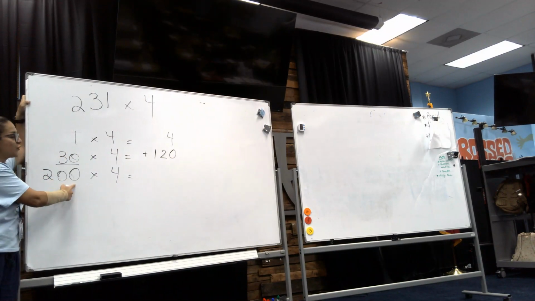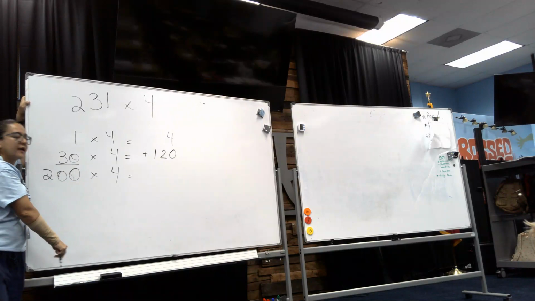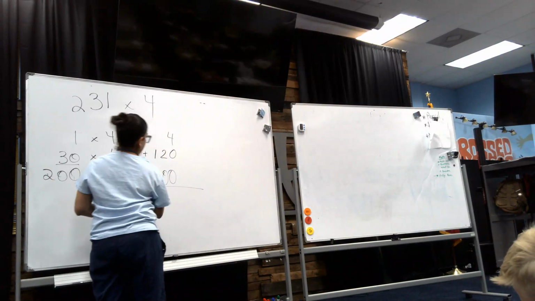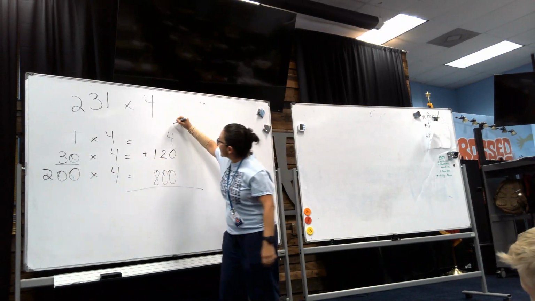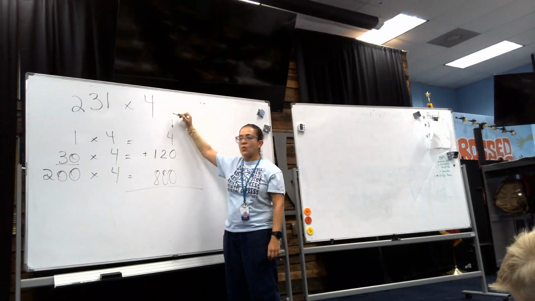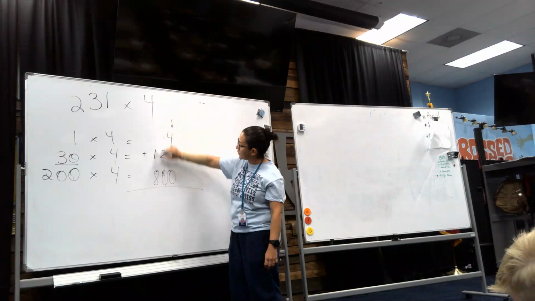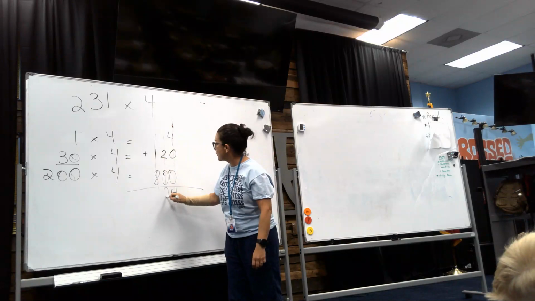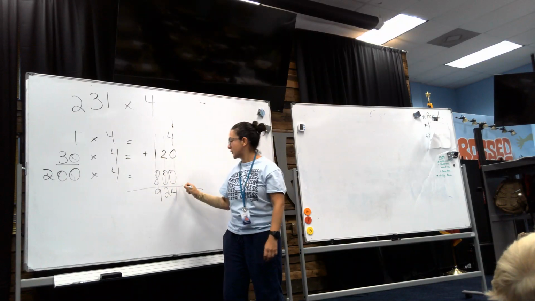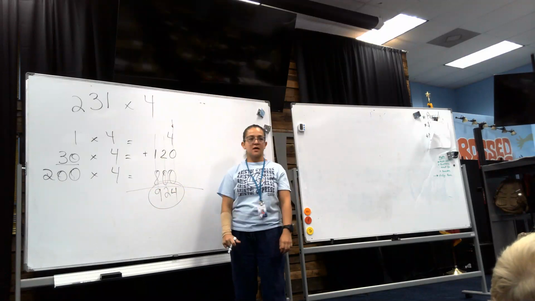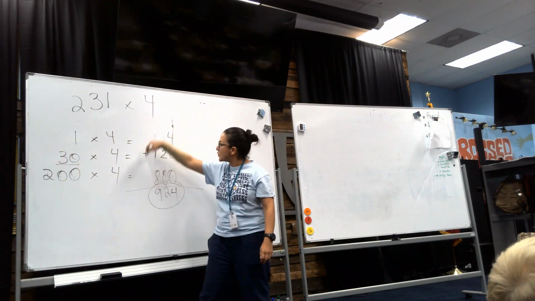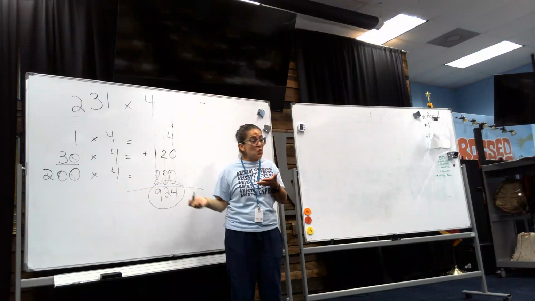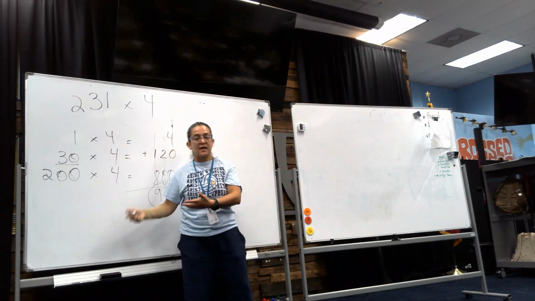And then 200 times 4. How much is that? 800. We have to align the ones with the ones, right? Ones with the ones, tens with the tens, hundreds with hundreds, and then we add. Okay, 4, 2, 9. All right, this is the answer. This you can do. I'm not saying never do that on a test. Okay, you can do that. That's a tool. That's very basic.